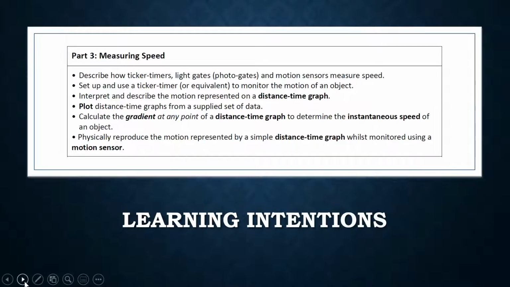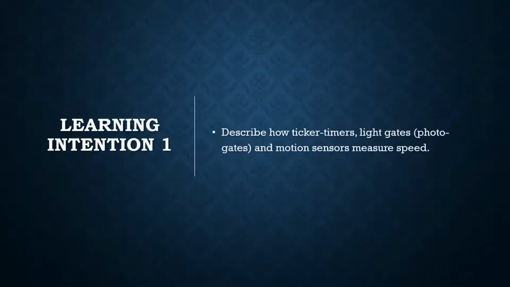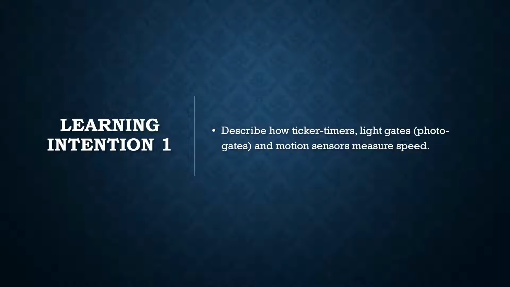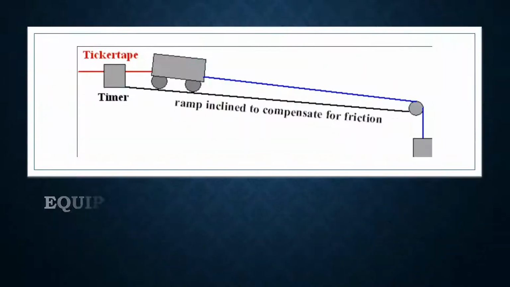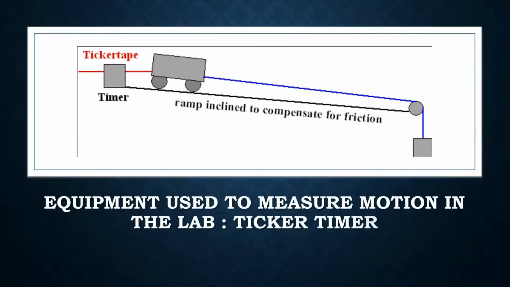Here are our learning intentions for this unit, and as always we'll work through each of these as we go. Our first learning intention: to describe how ticker timers, light gates, which are also called photo gates, and motion sensors measure speed. So these are all pieces of equipment that hopefully we will get to see in the lab once we're back in there after COVID.